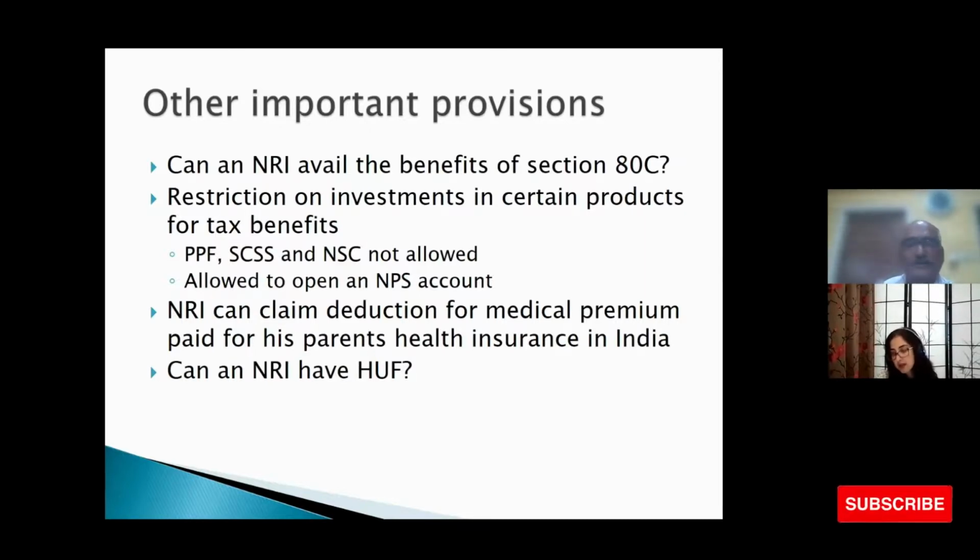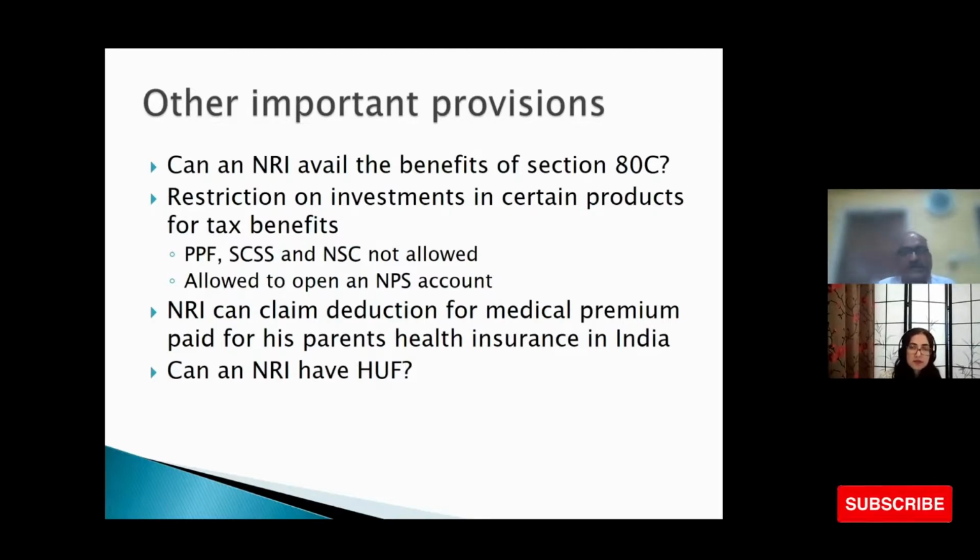But the payment has to be made through banking channels, which I don't think is feasible for non-resident Indians. Within this 25,000 and 50,000 limit, there is a sub-limit of 5,000 for preventive health checkup, which you can pay in cash. Otherwise, all payments for claiming this deduction have to be made through banking channels, by credit card or check, etc. Got it.